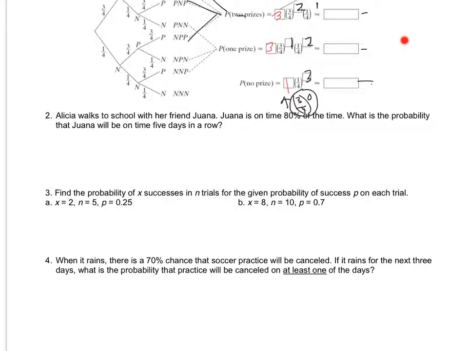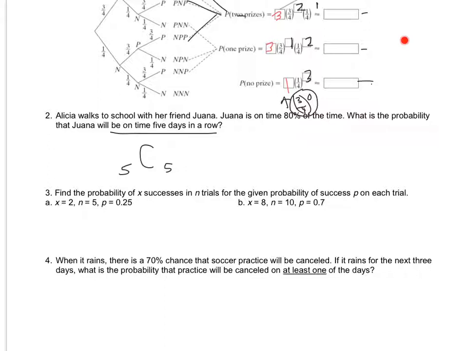So number 2, Alicia walks to school with their friend Juana. Juana is on time 80% of the time. What is the probability that Juana will be on time 5 days in a row? So we're talking a total number of 5 days. So I'm going to do 5 choose. How many of those 5 days is she on time? So it's 5 choose 5.